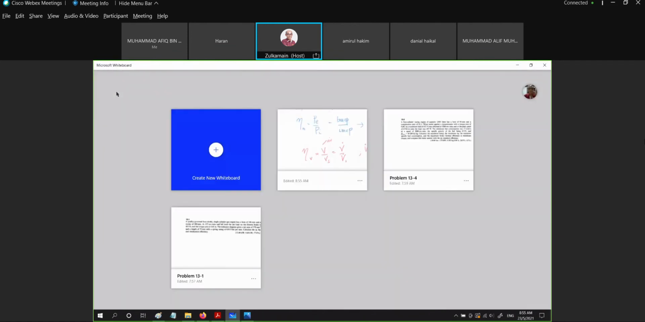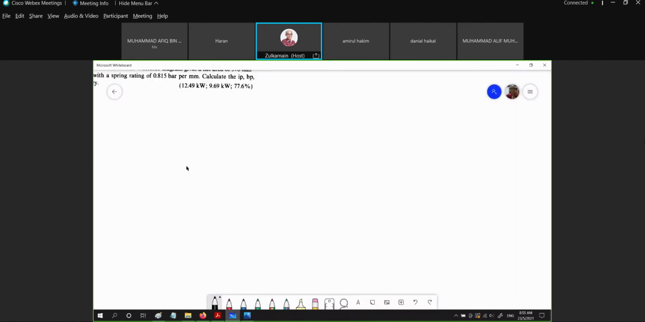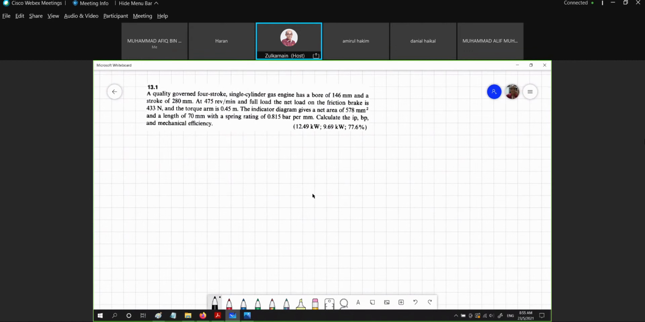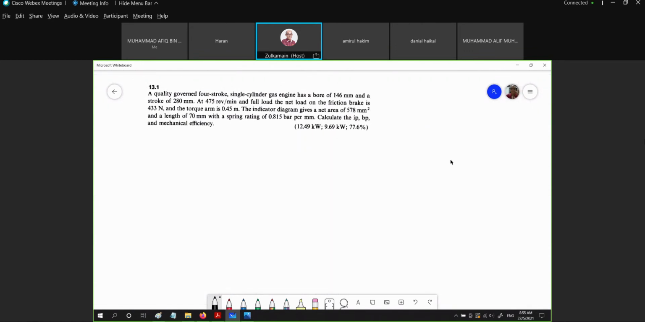Saya lihat soalan 13.1. Soalan daripada buku teks 13.1. Ini dia. A quality governed 4-stroke single cylinder gas engine has a bore of 146 millimeter and a stroke of 280 millimeter. At 475 rev per minute, at full load, the net load on the friction brake is 433.